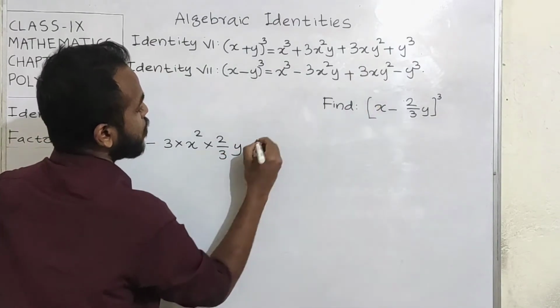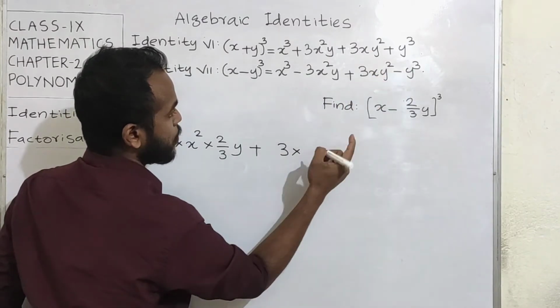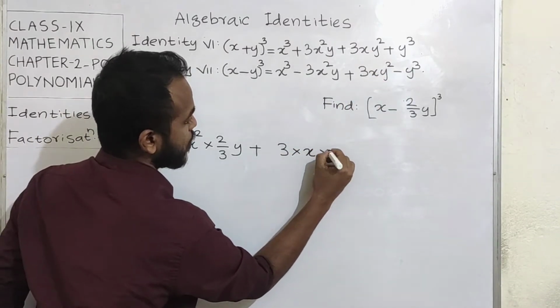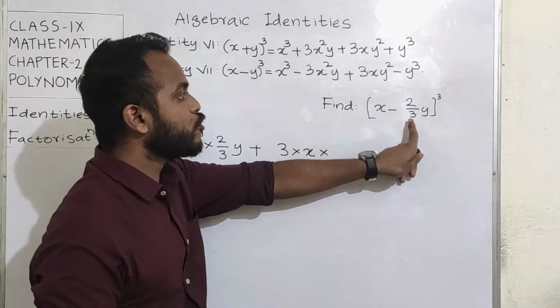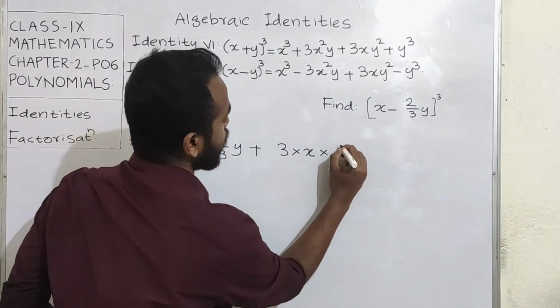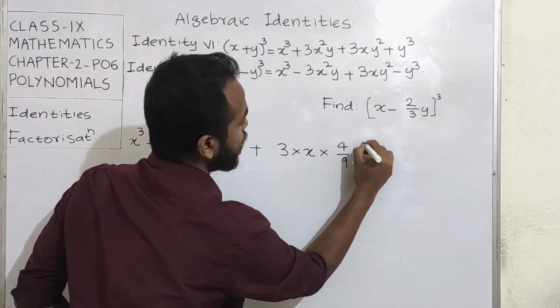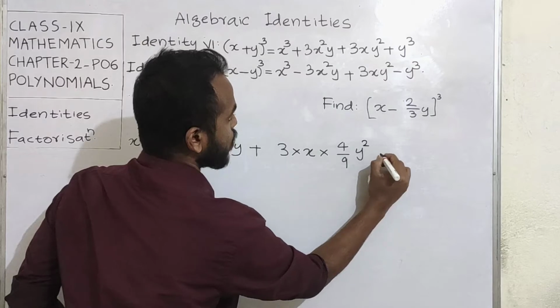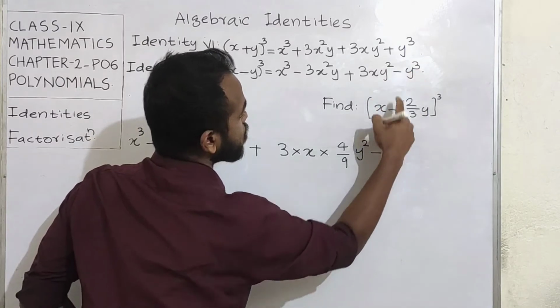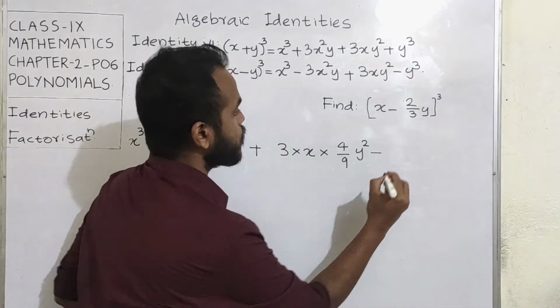Then who is the next term? Plus 3 times first number into second number square. First number is x, into second number, which is actually 2 by 3 y. Its square needs to be taken. So 2 by 3 square is 4 by 9. Also y square is y square. Then the last term is y cube. y means second number. Who is the second number?